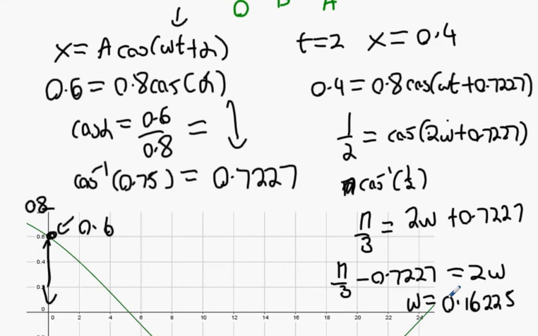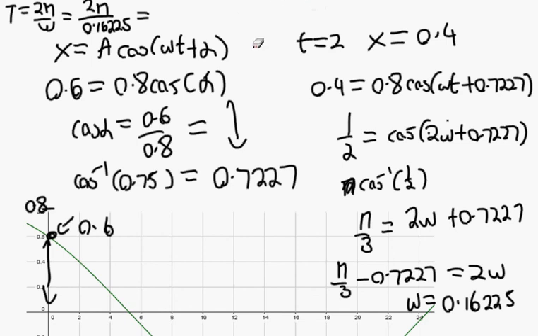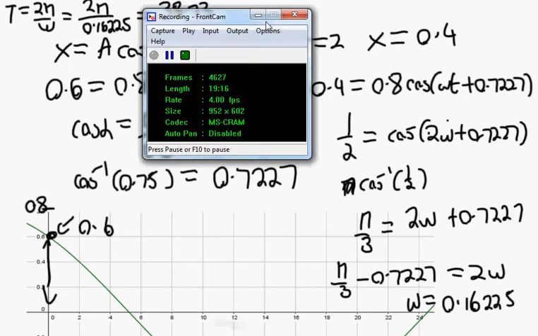Your question's near enough done now. All you have to do next is your periodic time is 2 pi over omega, which is going to be 2 pi divided by 0.16225. Your periodic time is going to be 38.73 seconds. Okay. Stop here for a minute.